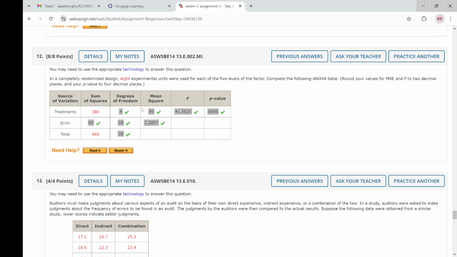Okay, so mu1, mu2, up to mu k. So the k value is 5. So here it will be 5 minus 1, 4, and 40, and 40 minus k, which is 5, so 35, and the sum is 39. This is 380 by 4, this is 80 by 35, this is 95 by 2.28, and this is the p value of this F statistic.